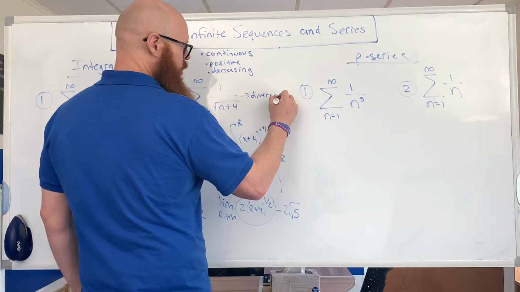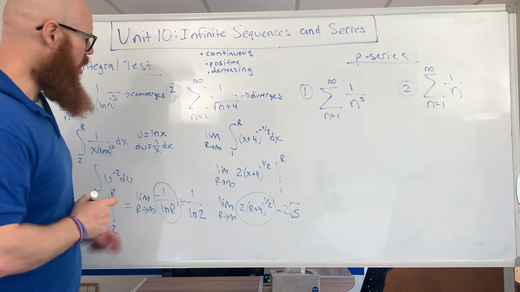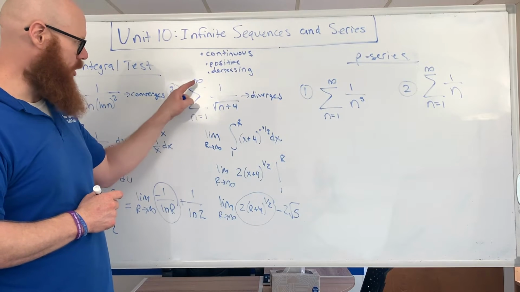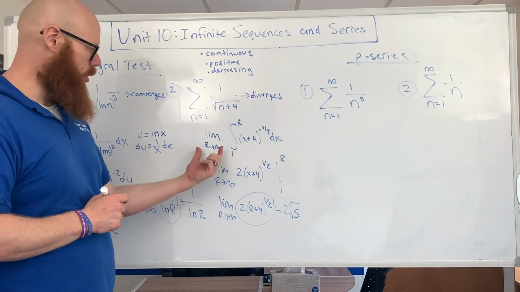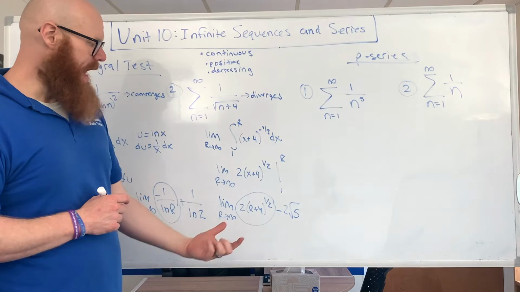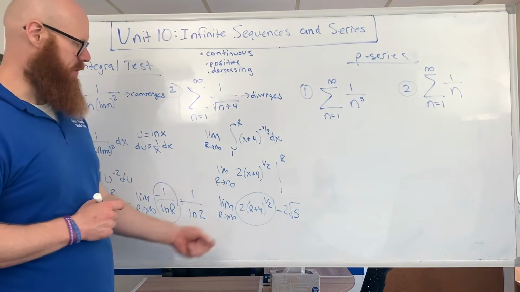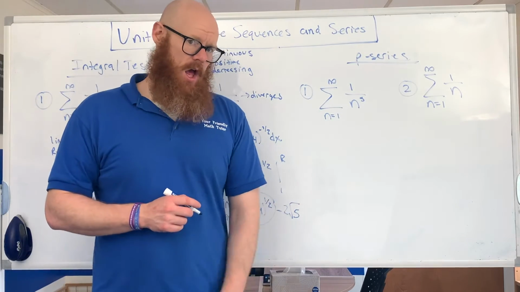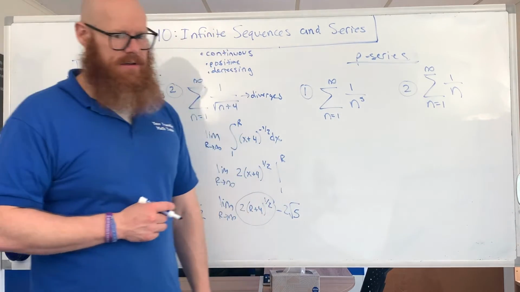So essentially, if you can just take the integral of this on the interval 1 to, or whatever number's here, to infinity, and then you do the improper integral using limits, if that converges, then this converges. If that diverges, then this diverges. Okay? So now let's move on to p-series.